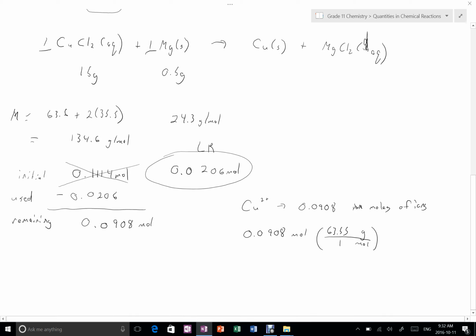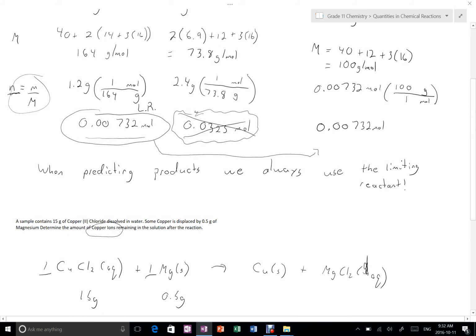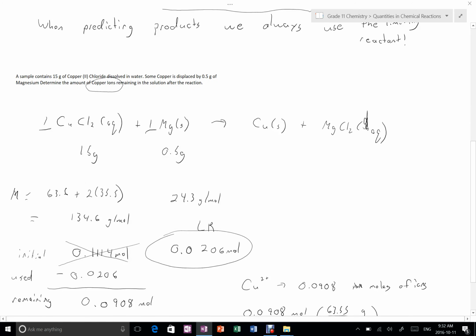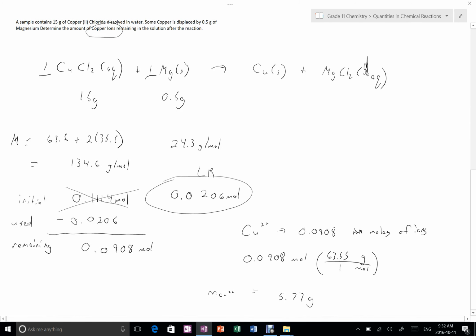So I could recognize that that would be 5.77 grams. That would be the mass of the copper 2+ ions. So you could state it in moles, you could state it in mass. I guess if the question asked, you could convert it over to the actual number of ions by using Avogadro's number. Either way, remember, limiting reactants predict how many products we get, but we can also use them to figure out how much of the reactant would be left over, or how much got used up.